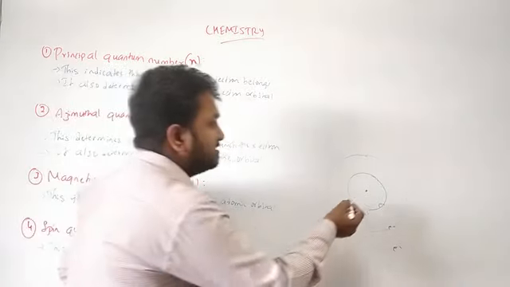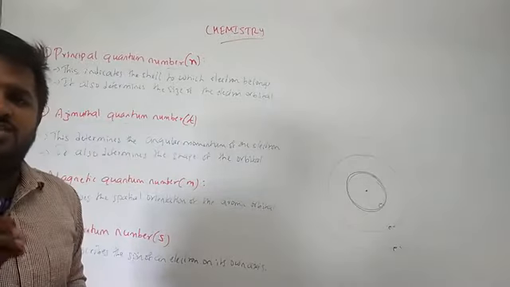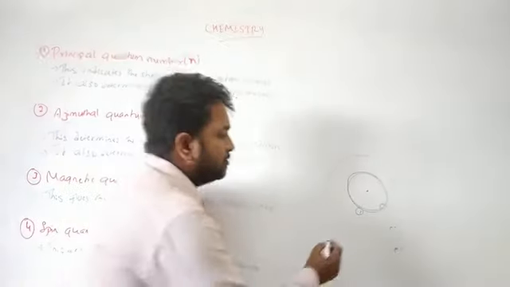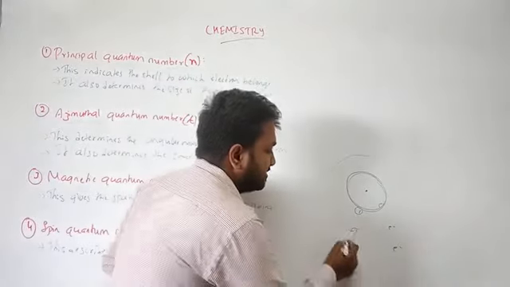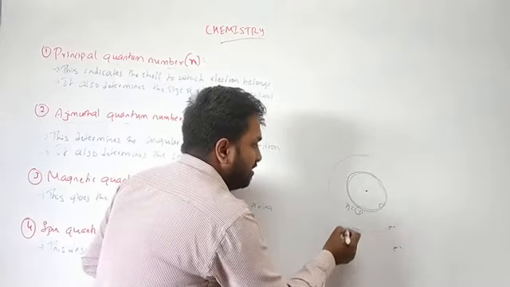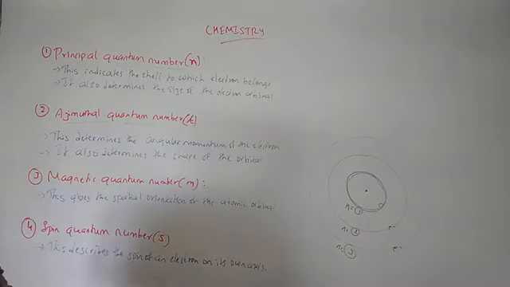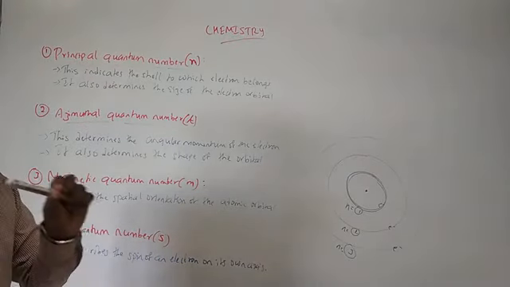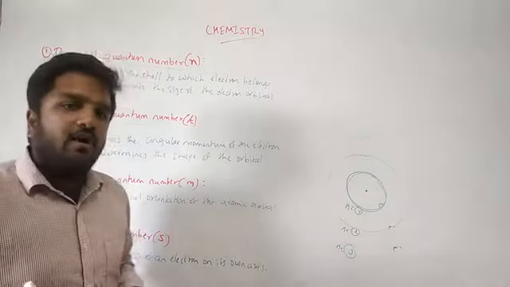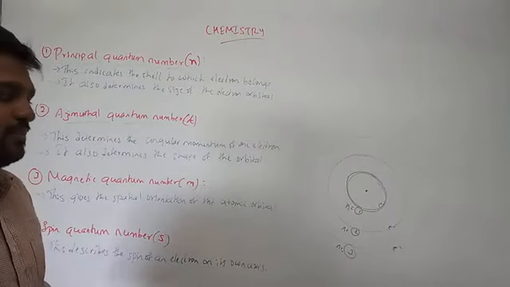Shells are the main energy levels, or we call them main shells. This is the first shell, this is the second shell, this is the third shell, and it goes on. This value we call n. That is the principal quantum number, indicated by n. If the value of n is 2, that means the electron we are talking about is in the second shell. Clear? We have given names for these also.